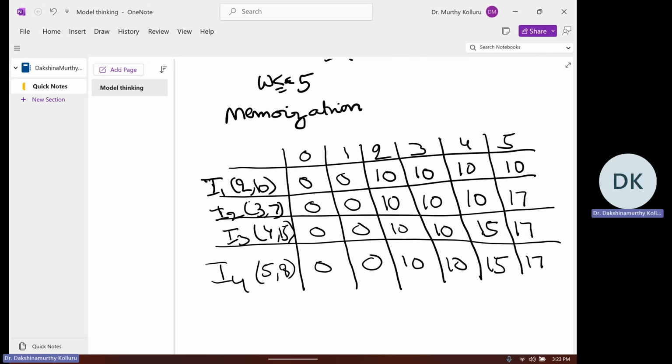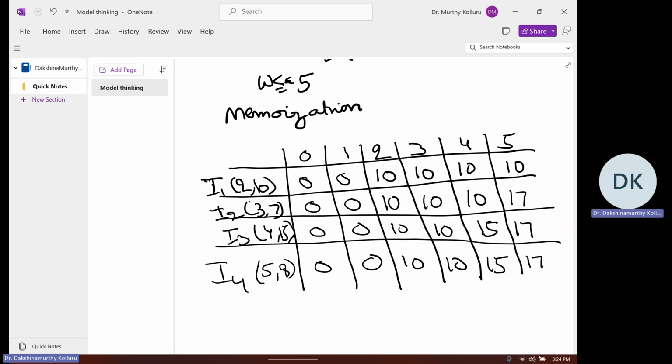See, I haven't computed to look at, without including, what is the best. I just looked it up. I didn't recompute. Anywhere I can, I either include it, or if I don't include it, I just look it up. Here I included 4: for 4, I add 15 and then for 1, 0. I am just looking up.